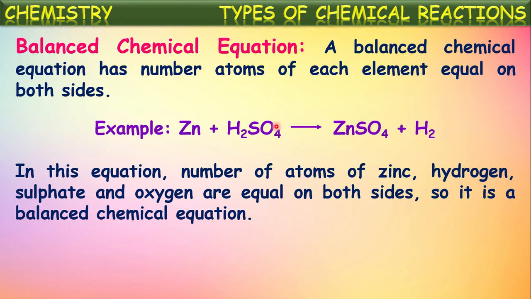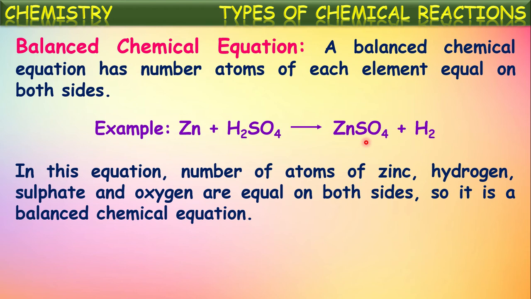What about oxygen? Here there are four oxygen atoms and here also there are four oxygen atoms on both sides of the equation. So the atoms of all elements are the same on both sides. Hence this equation is said to be a balanced chemical equation. These balanced chemical equations are also known as stoichiometric equations.